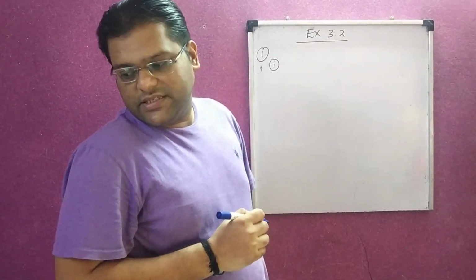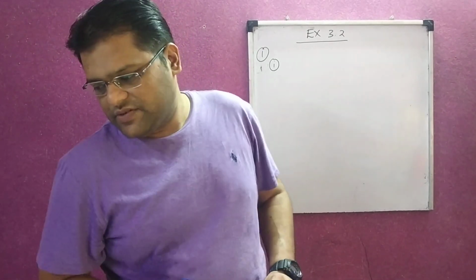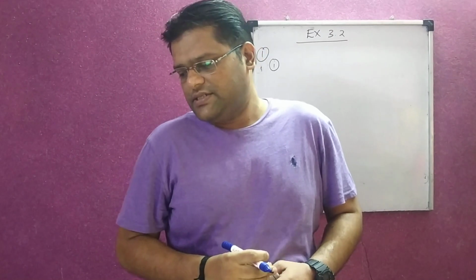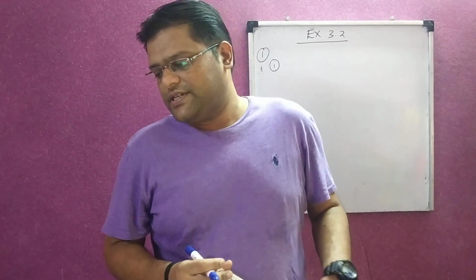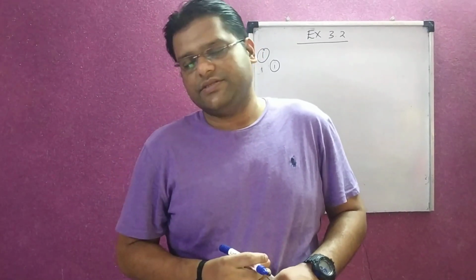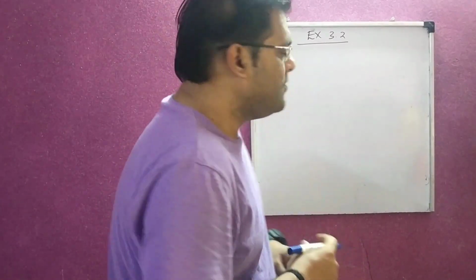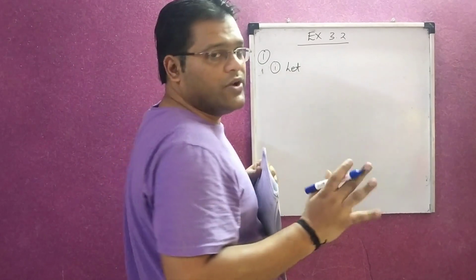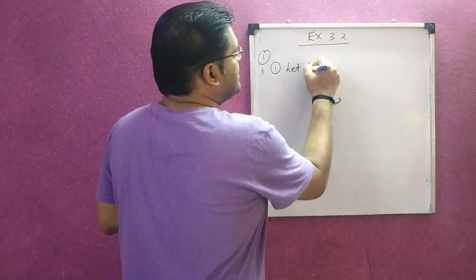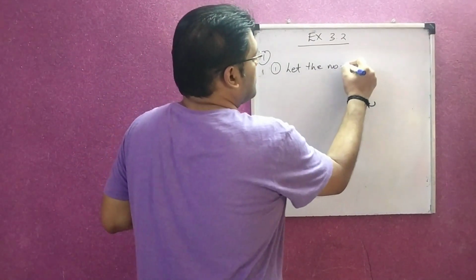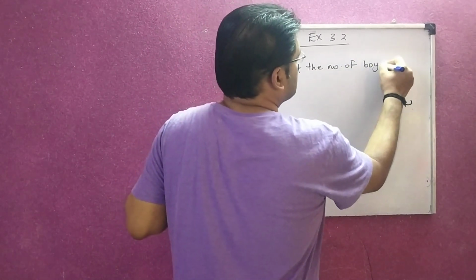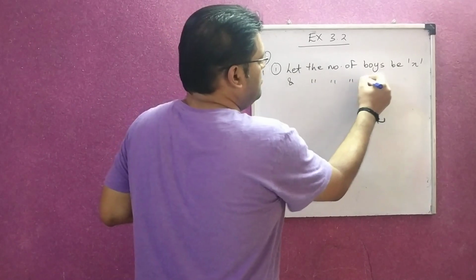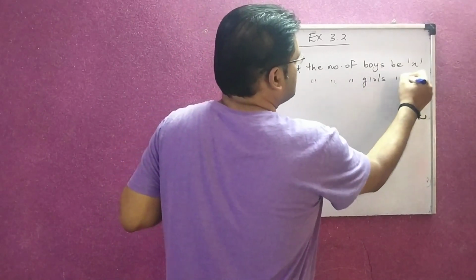The first question is, ten students of class 10 took part in a mathematics quiz. If the number of girls is 4 more than the number of boys, find the number of boys and girls who took part in the quiz. So we have to find the number of boys and girls. We say that let the number of boys be x and the number of girls be y.